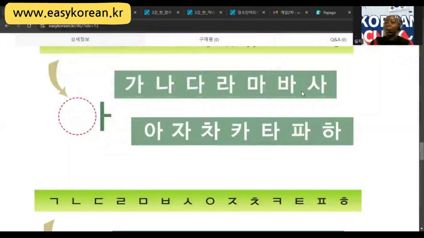Kanadara Mabasa Aja Chakatapaha. Again, Kanadara Mabasa Aja Chakatapaha. So if you keep doing it like this, you definitely remember the Korean alphabet more easily. It will be easier for you to remember the Korean alphabet.